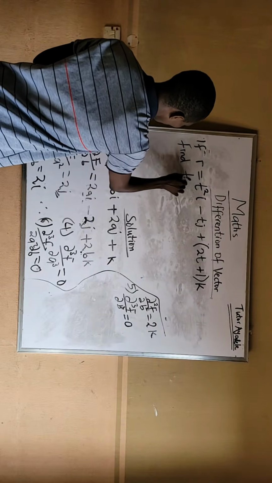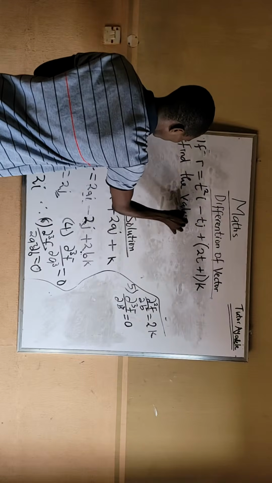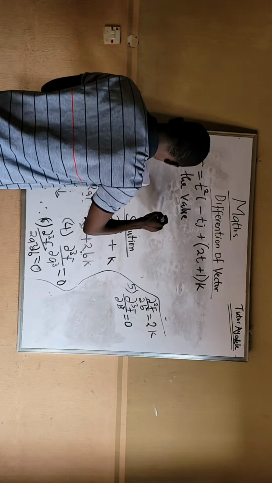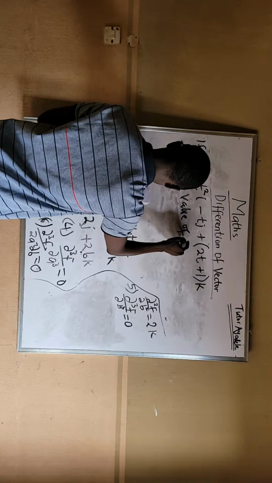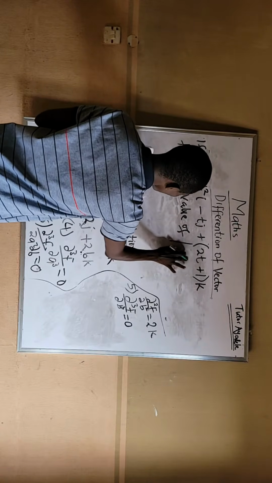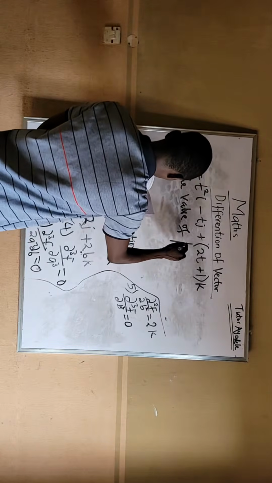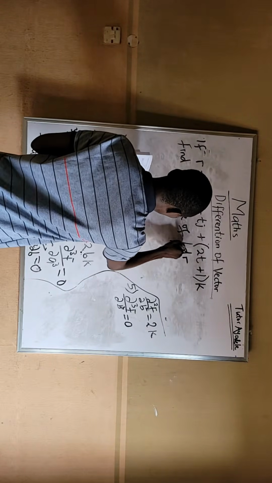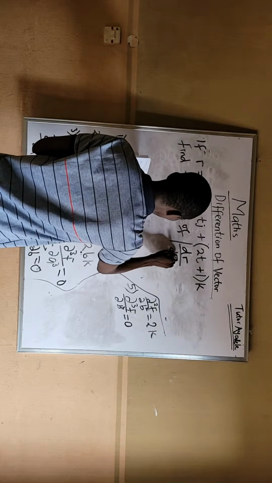So we are asked to find the value of this one. Now it is not a partial derivative. It's automatically a total derivative, the r over the t.